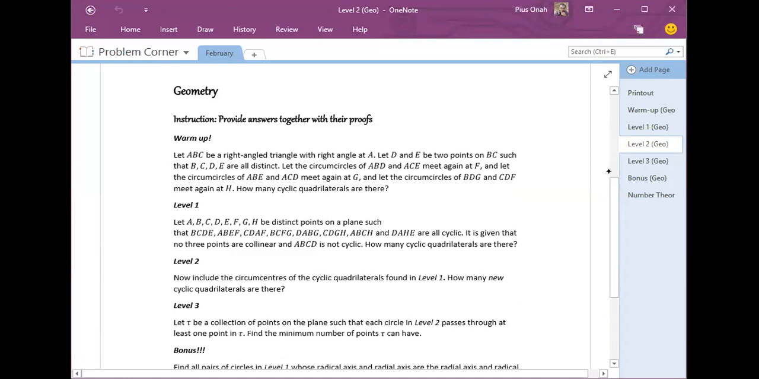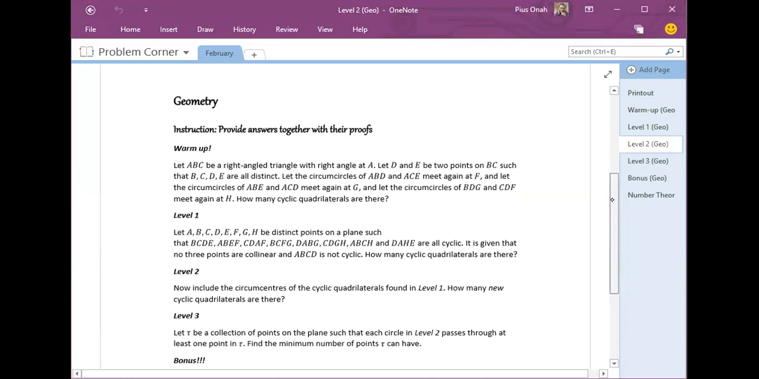So problem corner for February. Welcome to level 2 of the geometry problem. This time around, we're just going to continue from where we stopped. We're going to include the circles of all those circular quadrilaterals we had in the first level. If in case you've not seen that video already, make sure to go back to it so that you have the right context. All right, so let's move on to GeoGebra.